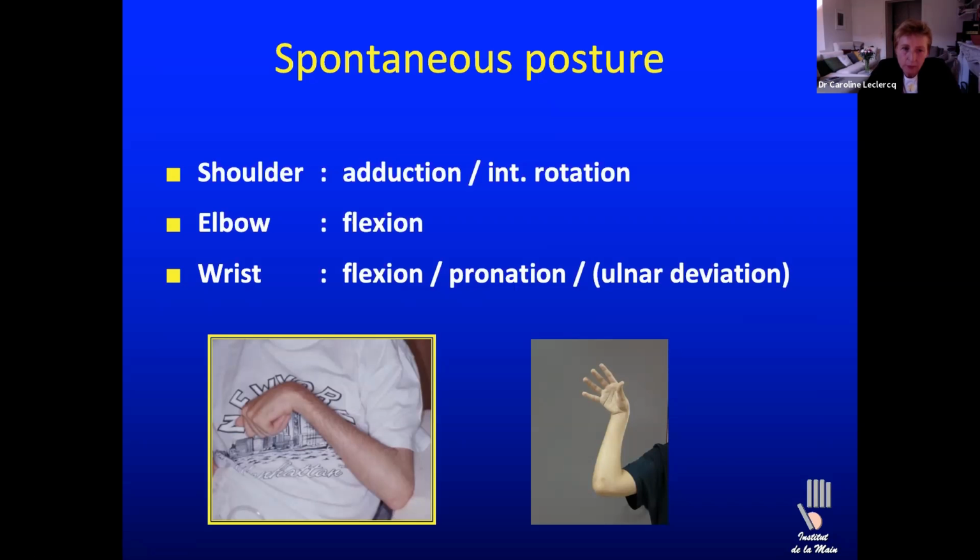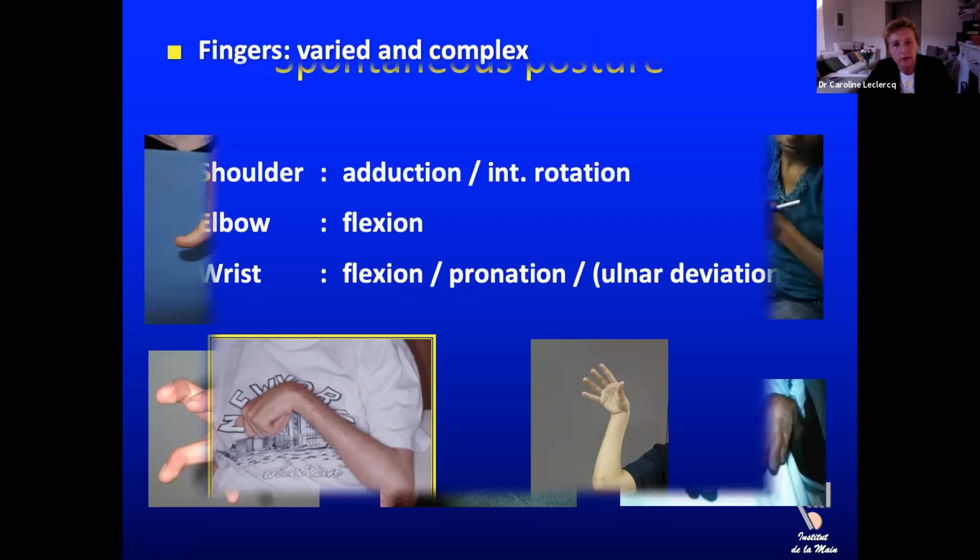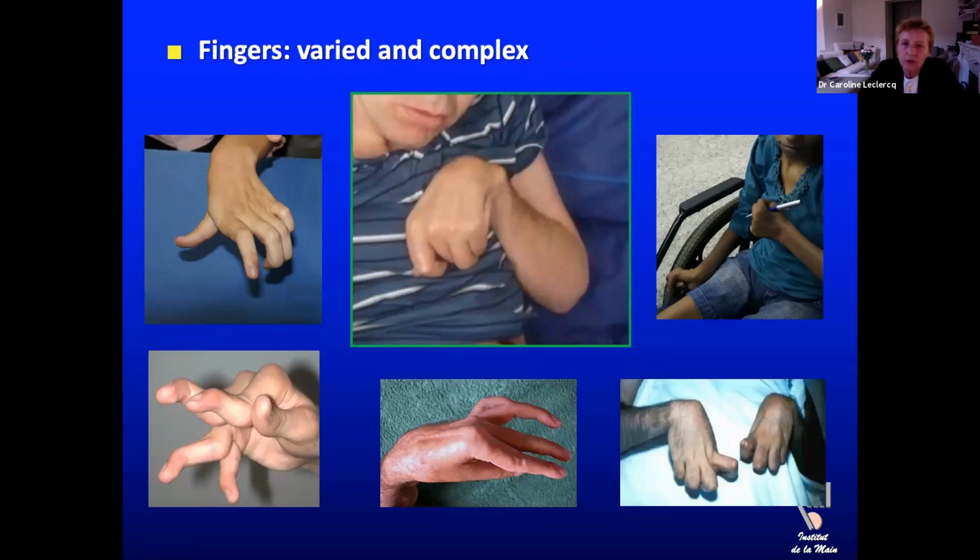The typical picture is in shoulder adduction and internal rotation, in elbow flexion, in wrist flexion and pronation, and in children, often in ulnar deviation. Why children in ulnar deviation? Because of the FCU, of course, but I'm not sure why the FCU should be more spastic in children than in adults. For the fingers, the picture can be very different.